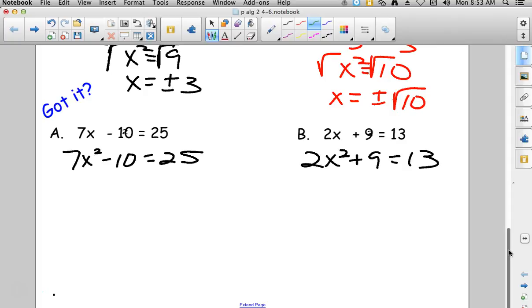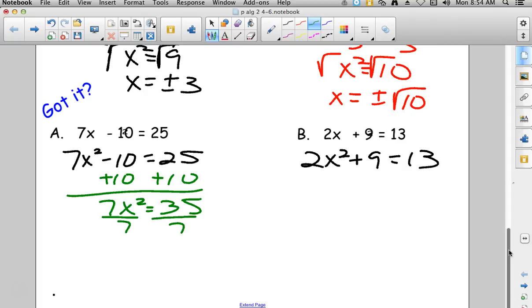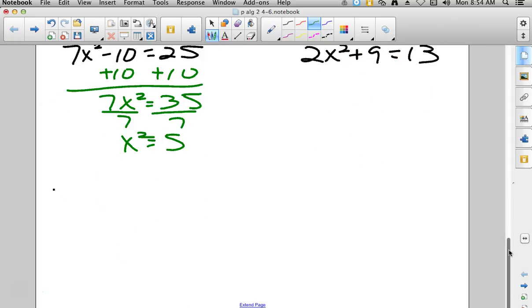All right, so it looks like lots of you are already buzzing through B. So let's talk about A here. Nathan, what'd you do for first step for this one? Added the 10? So we add 7x squared equals 35. Kimlin, what do you do next after that? Divide by 7. And then we have x squared equals 5.